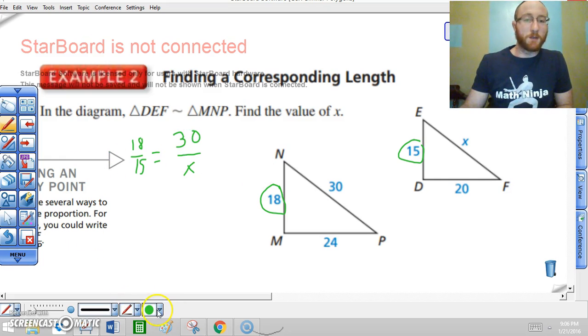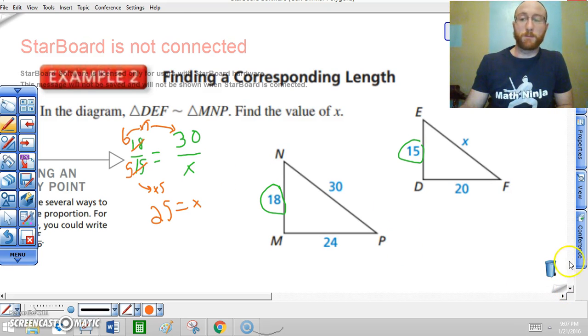Now what I usually like to do, you could just cross multiply and divide, but that's a little harder than it needs to be. I'm going to simplify this fraction. 18 and 15 divide by 3, I get 6 and 5. And again, you could cross multiply and divide, 5 times 30, 6 times x. I like to do this a little more clever. I go, alright, 6 times 5 gets me 30. So that means 5 times 5 will get me x. And 5 times 5 is 25. So x is 25.